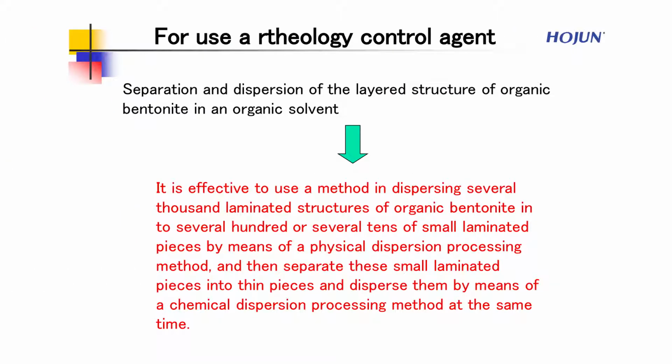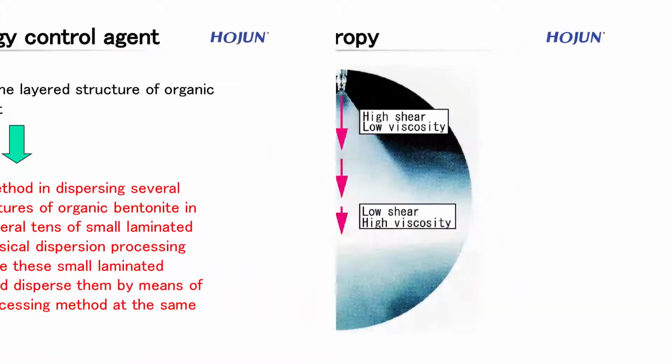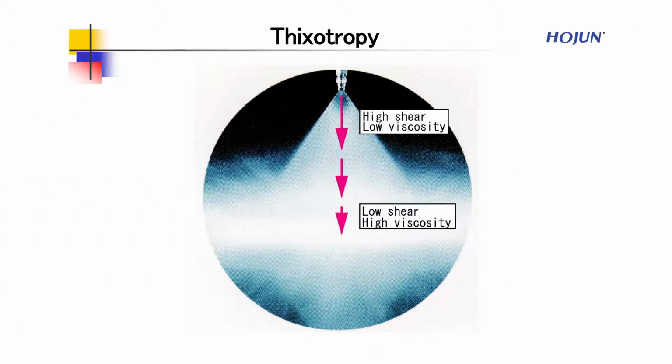In order to use organic bentonite as a rheology control agent, it is necessary to perform separation and dispersion of the laminate layer of the organic bentonite in an organic solvent. In order to do so, it is effective to use an appropriate physical dispersion method and chemical dispersion method at the same time. Sufficient dispersion will generate thixotropy in the organic solvent.